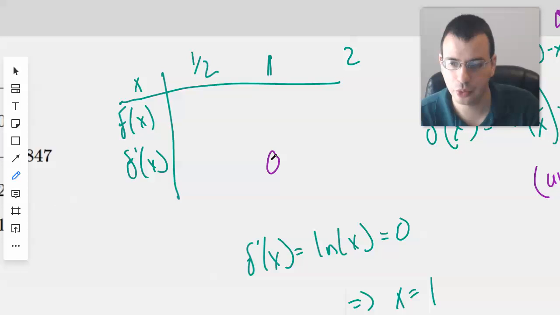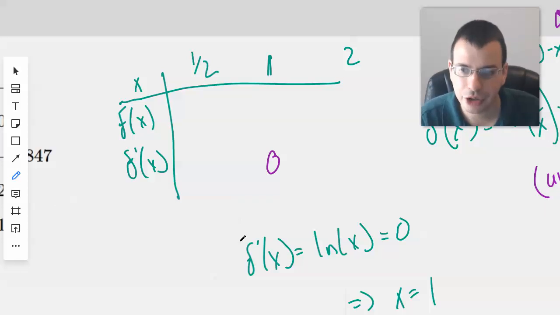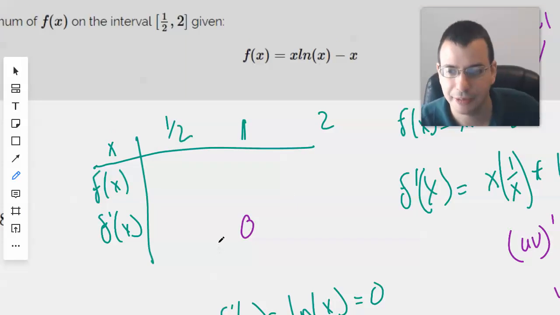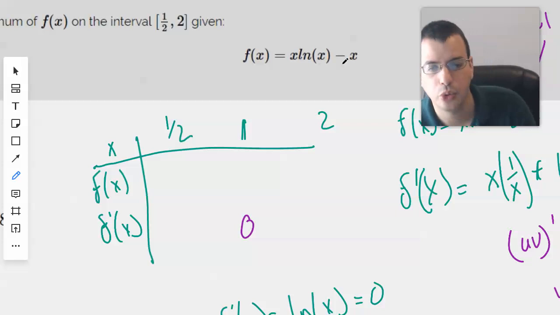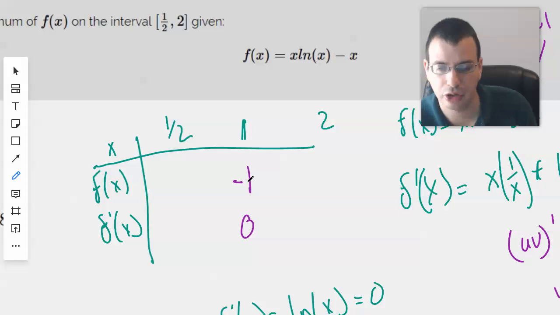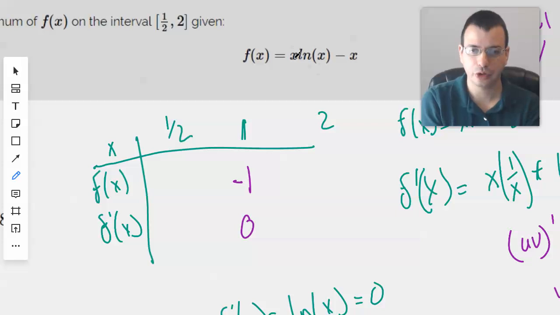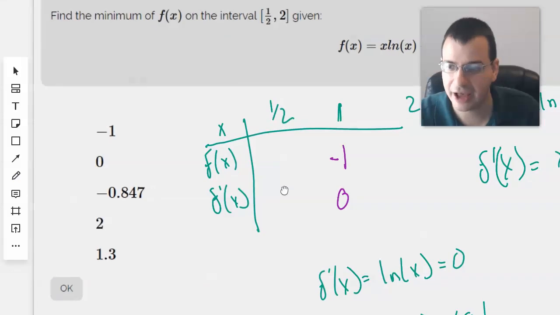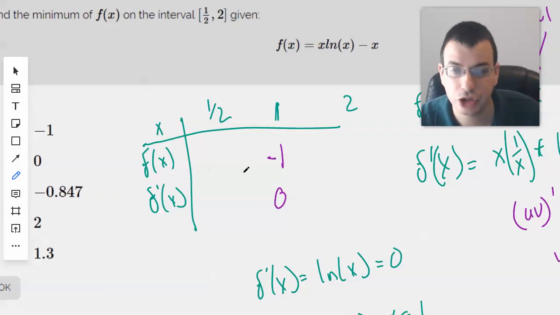So, 0. So that's going to be our critical point. We also need to plug in the endpoints though. So if we do 1 real quick, we have f of 1 equals 1 times natural log of 1, which would be 0, minus 1, would be negative 1. 1 times 0 minus 1. Yes, negative 1. Correct. Now we want to plug in 1/2 and 2.